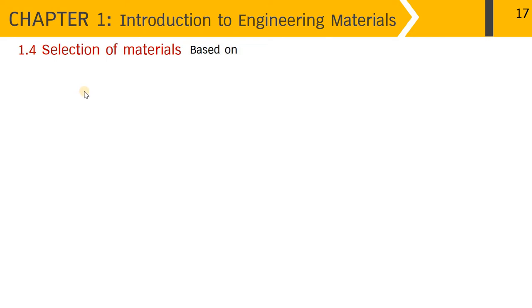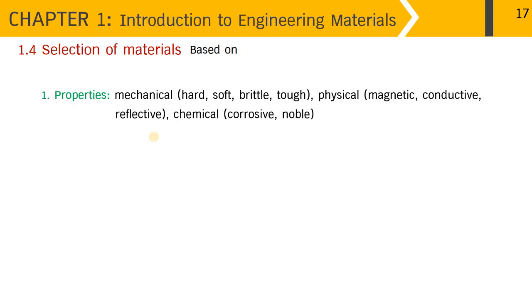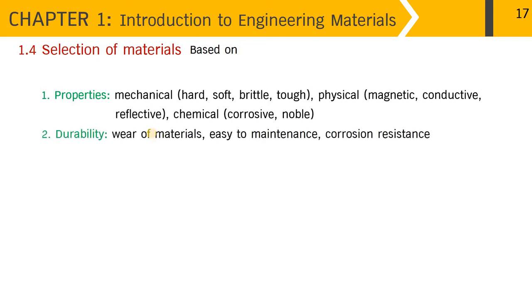And the selection of materials is based on different categories. The first one is properties that can be mechanical, either hard, soft, brittle, or tough. And for physical properties, it can be magnetic, conductive, or reflective. And for chemical, and this is important for metal, either corrosive or noble. Second is durability. Durability means how we can use that material for a long time without malfunction. For example, wear of materials, or is easy to maintain, or corrosion resistance.